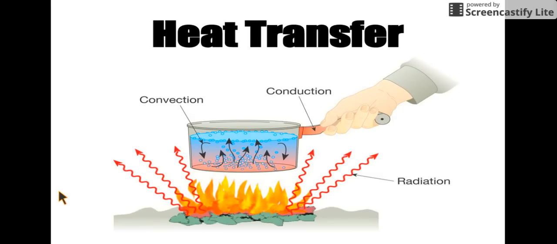You can see that this picture shows the three types of heat transfer. There is convection, there is conduction, and there is also radiation. All three of these allow heat to travel from one place to another. It's just that all three have heat traveling different ways or being transferred different ways.